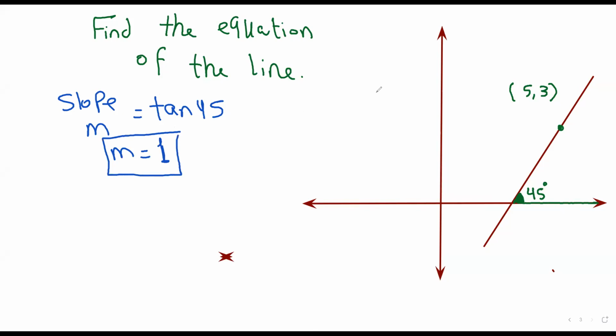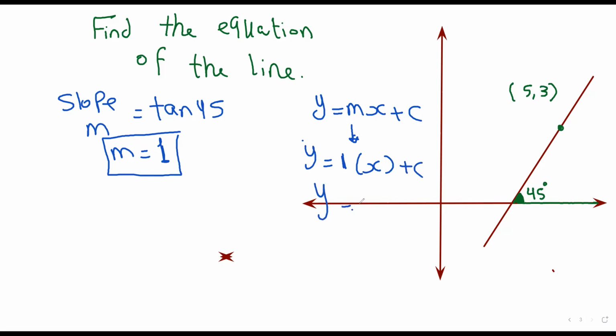You know what is the form of the equation? The form of the equation is y equals mx plus c. We have m here. M is 1. So y equals 1 multiplied by x plus c. So y equals x plus c. Okay? Now I want to get c.